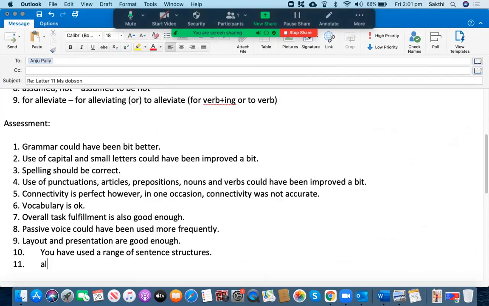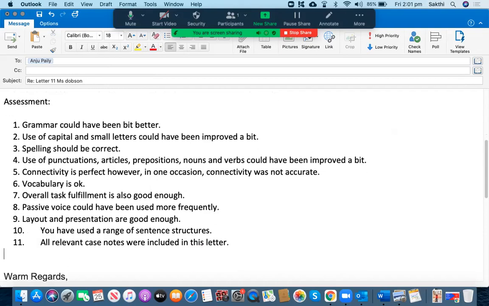I'm happy that all relevant case notes were included in this letter. Good one. So you have done a good job. All right. Let me check the expected score after going through the severity of your mistakes.